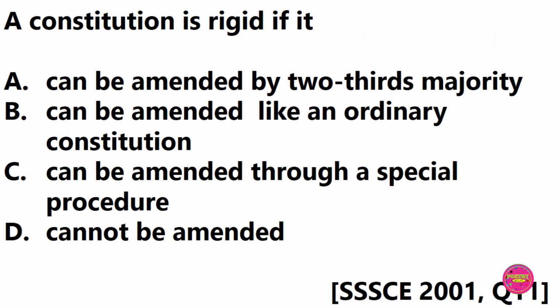A constitution is rigid if it A. Can be amended by 2/3 majority. B. Can be amended like an ordinary constitution.